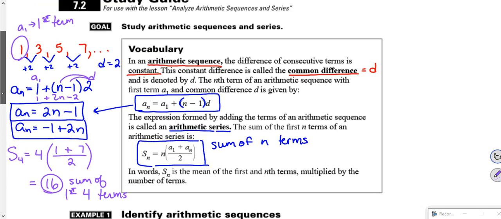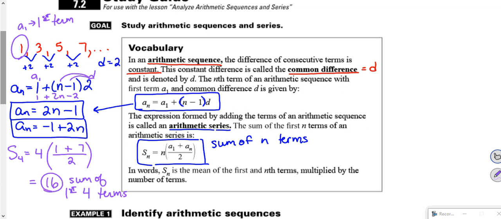We could actually get out a handy dandy calculator or use our noggins. 1 plus 3 plus 5 plus 7. 1 plus 3 is 4, plus 5 is 9, plus 7 is 16. Okay, but now we have a formula for it. So that's what that is.